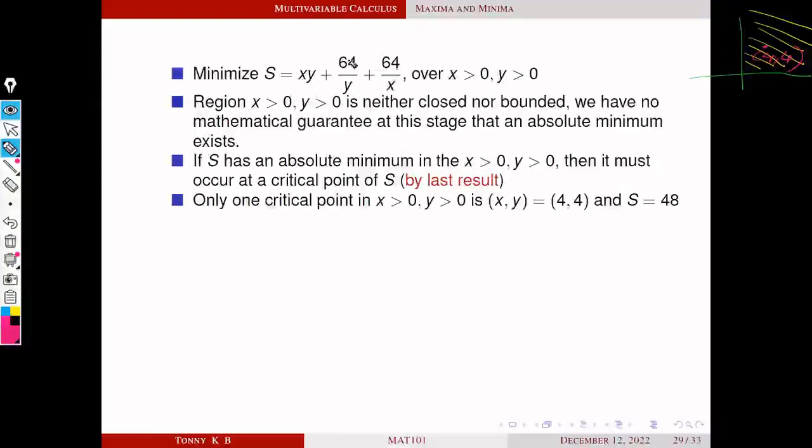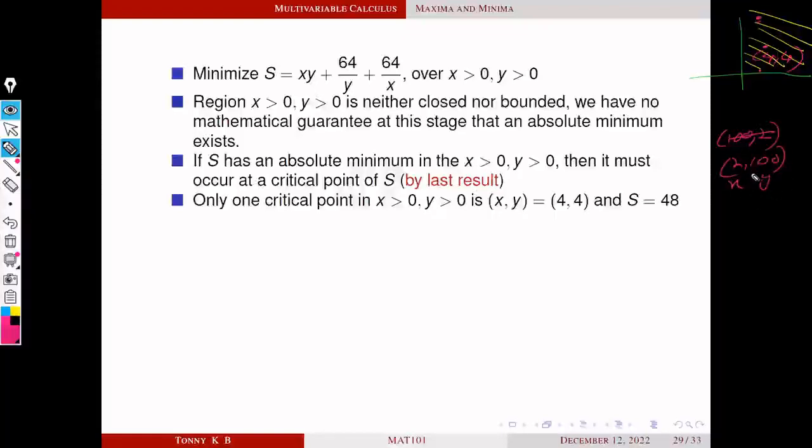Actually, now our problem is to minimize this function over an unbounded region. We are trying to reduce this unbounded region to a bounded region, because you can easily remove so many points. For example, consider a point like (100, 2), or another point like (2, 100). That means x value equal to 2 and y value equal to 100.